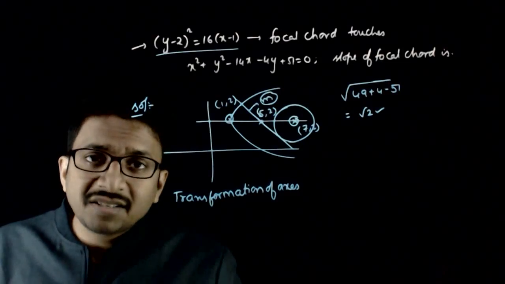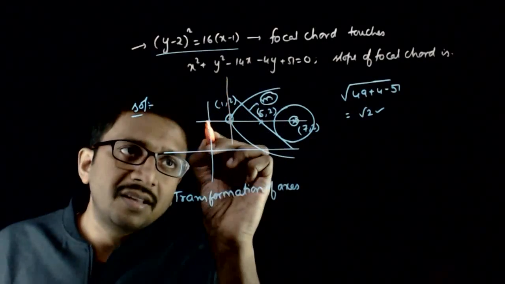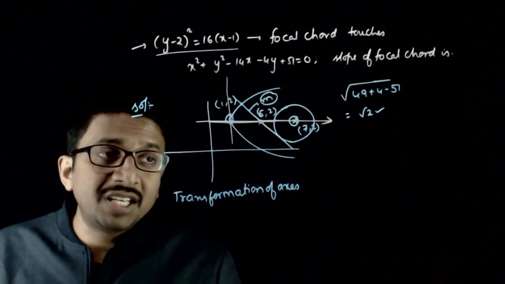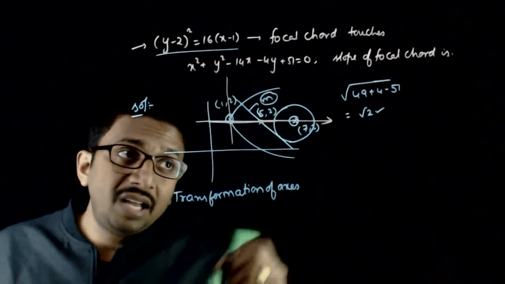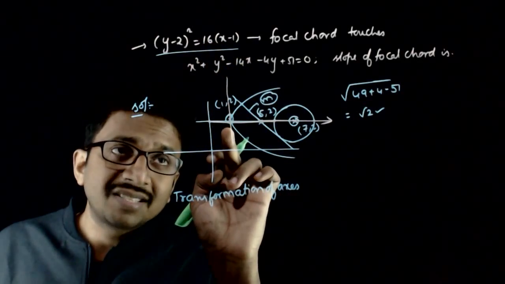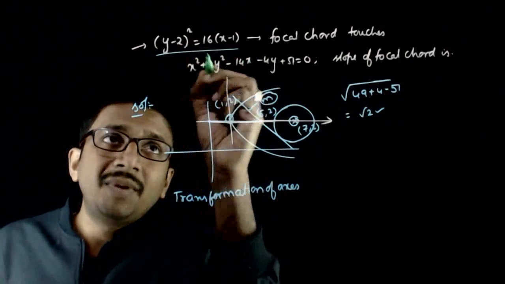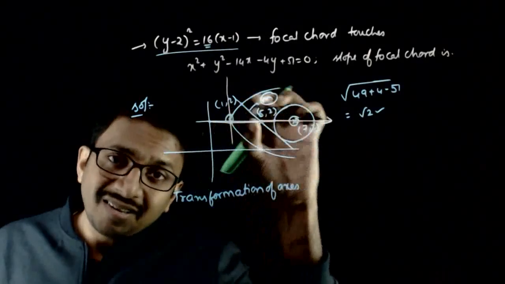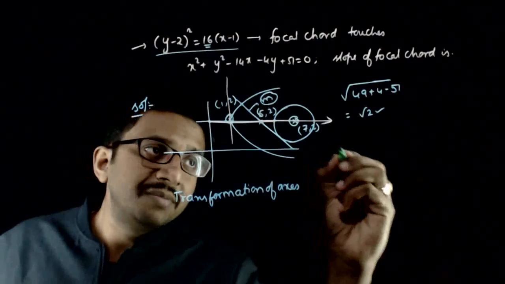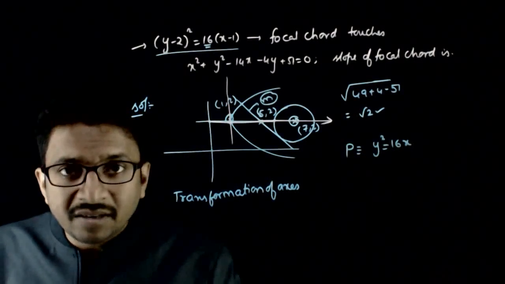So now let us consider our new origin as this, and these as our new coordinate axes. With respect to these axes, what does the equation of the parabola become? The parabola's vertex has gone to the origin. The size of the parabola does not change, so the latus rectum does not change. It is still a horizontal parabola. So the parabola equation becomes y² = 16x, right?